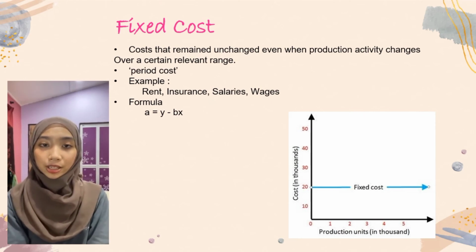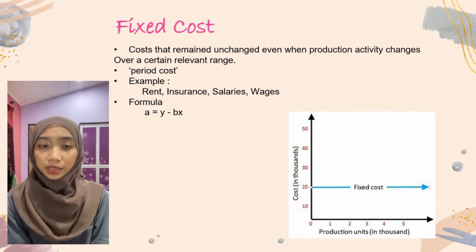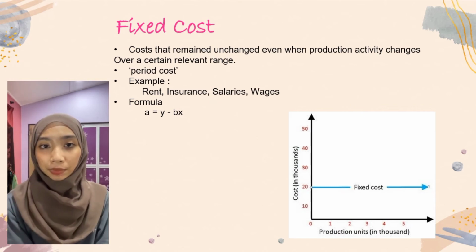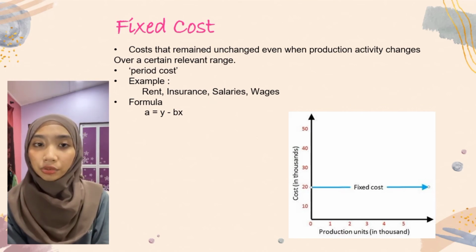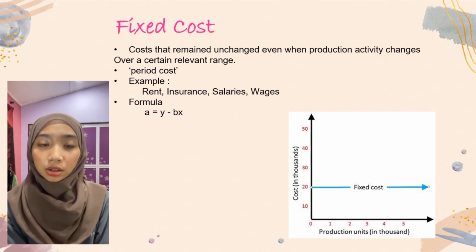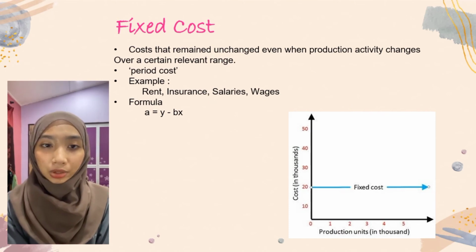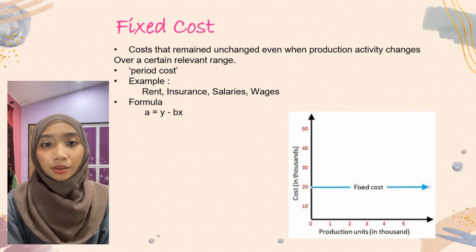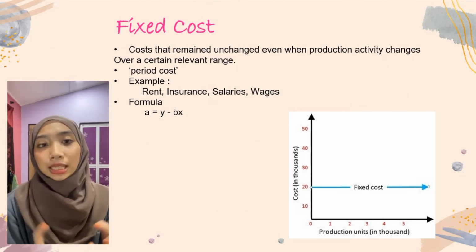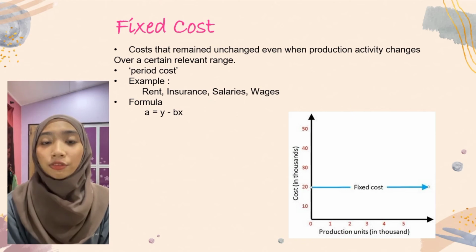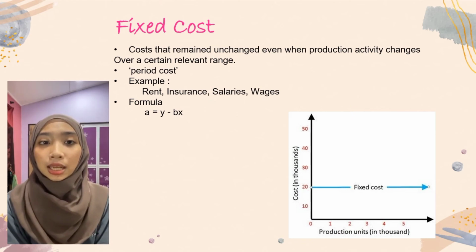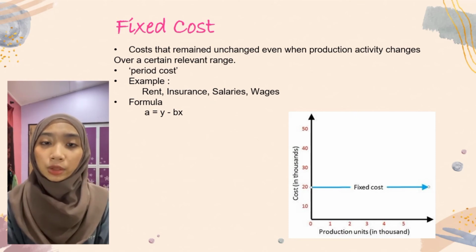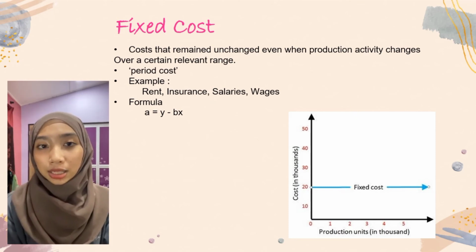The first cost is fixed cost. Fixed cost is a cost that remains unchanged even when production activities change over a certain relevant range. Fixed cost is also well known as period cost. Examples of fixed cost are rent, insurance, salaries, and wages. The formula for fixed cost is a equals y minus bx. The graph given in the slide shows that the cost is fixed.